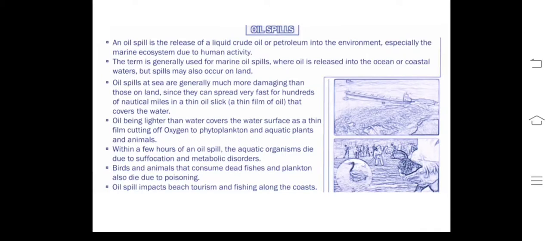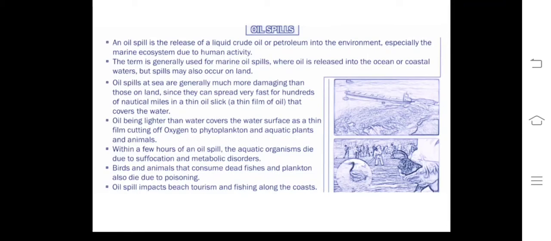Oil being lighter than water, that's why it floats over the water and covers the water surface as a thin film, cutting off oxygen to phytoplankton and other aquatic plants and animals also. Within a few hours of an oil spill, aquatic organisms die due to suffocation and metabolic disorder. They cannot perform metabolism. Birds and animals that consume dead plants, dead fishes and plankton also get affected and die due to poisoning.